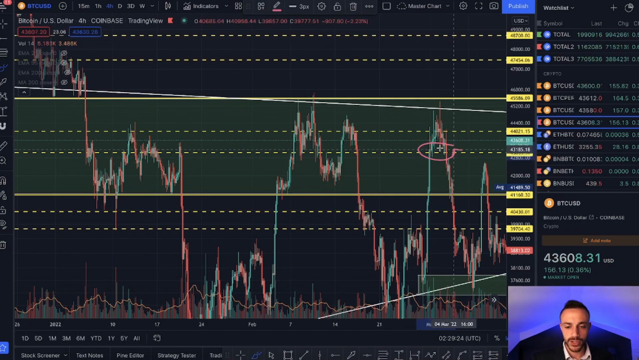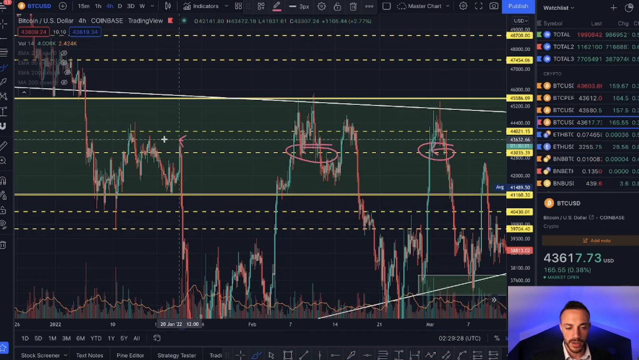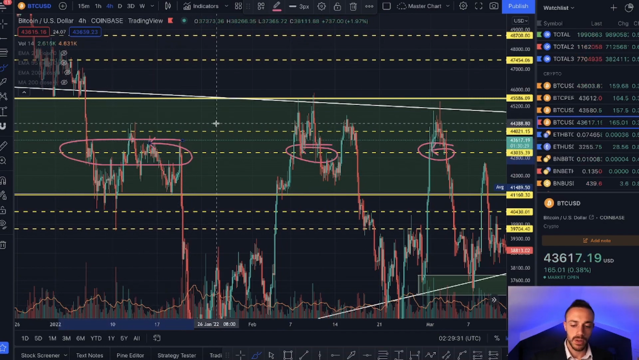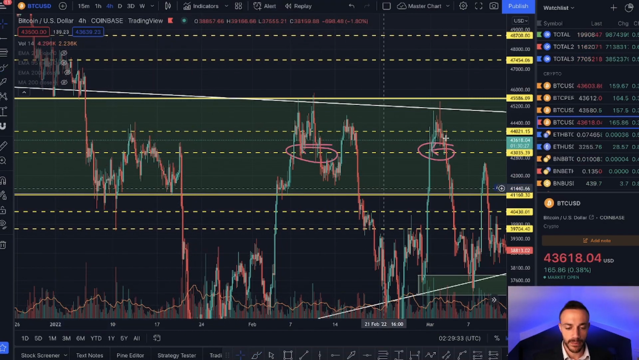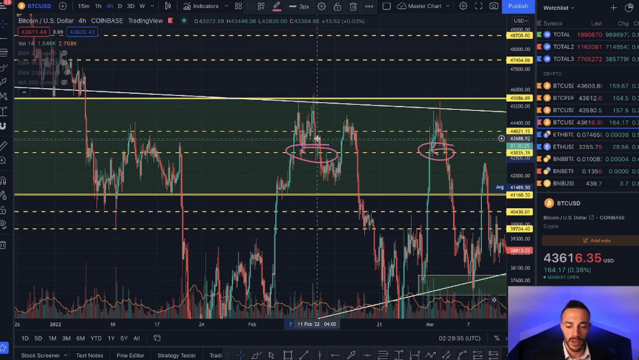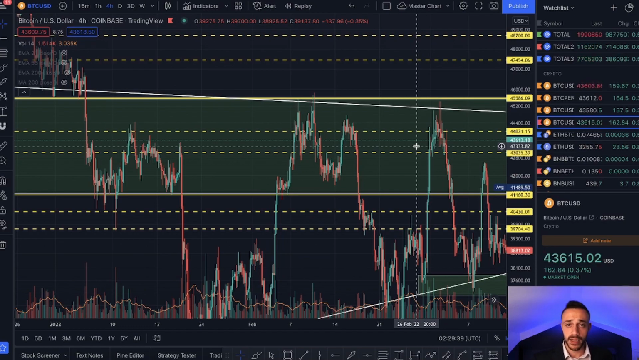You can see over here it's used as support, over here support as well, over here some resistance. So $43,000, a pretty key level to have marked on Bitcoin at the current moment in time. Now let's continue on with some more examples in regards to supply and demand trading.